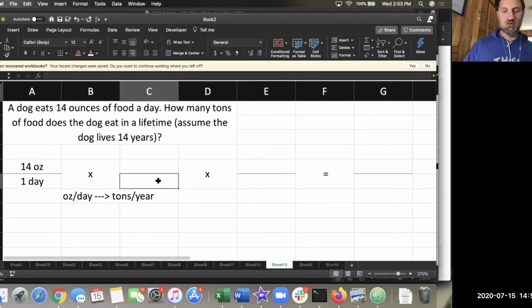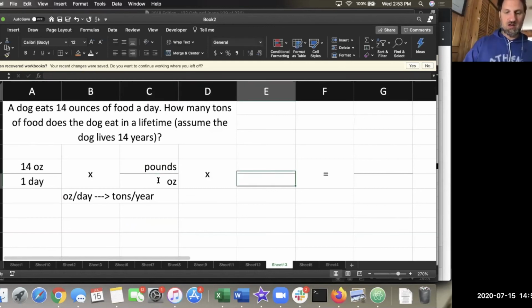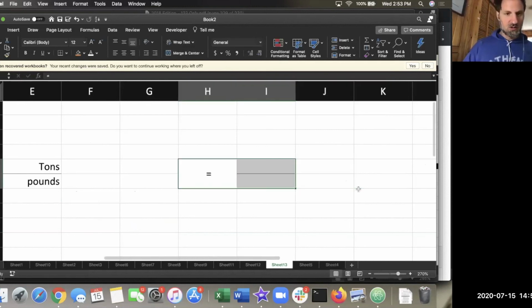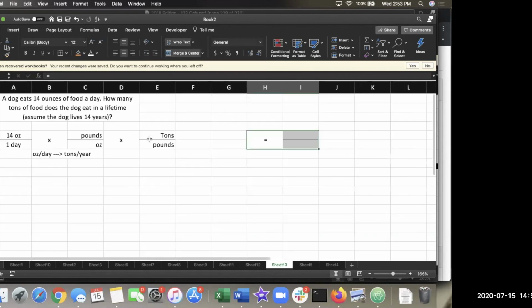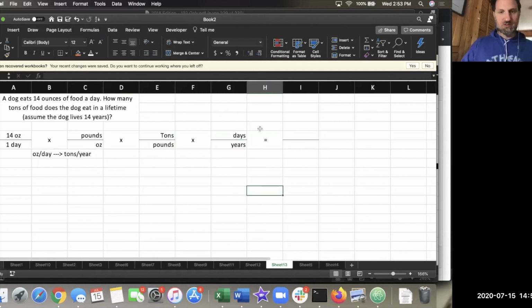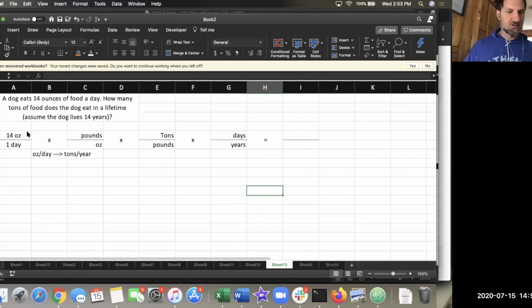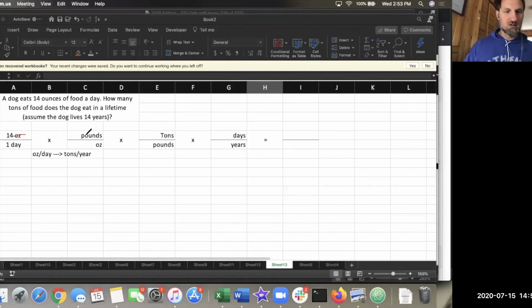So then I would go ounces, change it to pounds, pounds, change it to tons. And I'm going to need one other conversion factor here, so I need to move this off to the right. I also did days to year. So at that point, if you look at the units that you're going to have left, the ounces are gone, the pounds are gone, and the days are gone. So what I'm left with is tons per year.